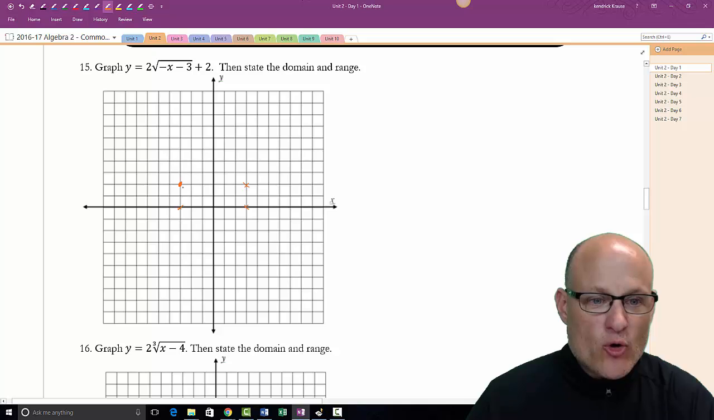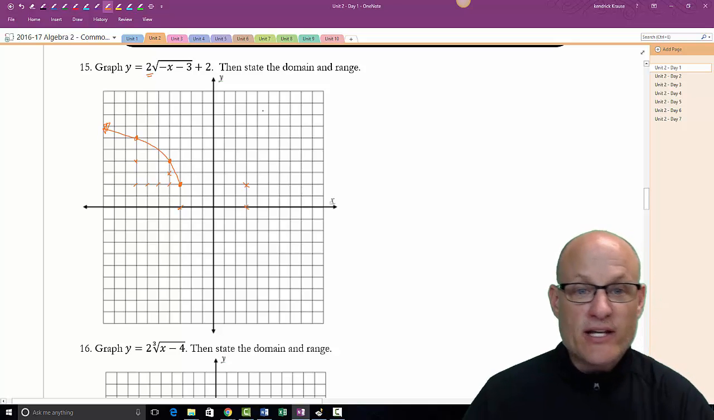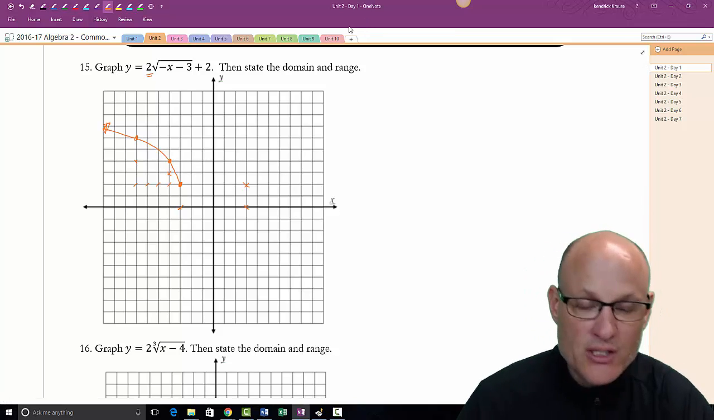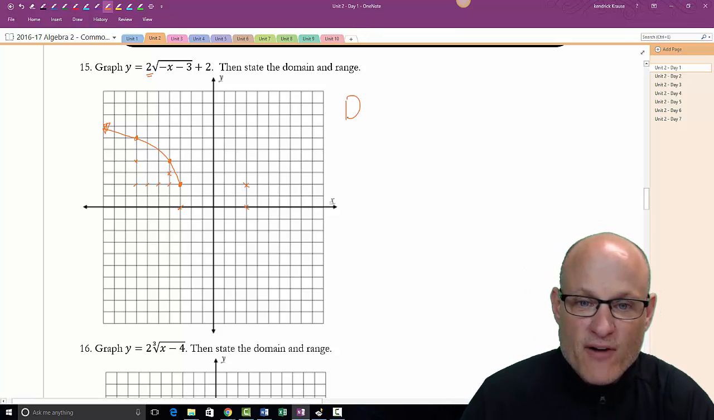Okay? Normally we go to the left 1 and up 1, but because we have this dilation of 2, we're going to go to the left 1 and up 2. Normally we would go to the left 4, 1, 2, 3, 4, and up 2. But because of the dilation 2, we're going to go up 4. So this is what this looks like. Now again, you can use a calculator to verify this, but that's it.